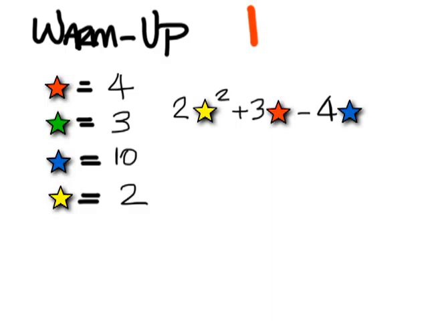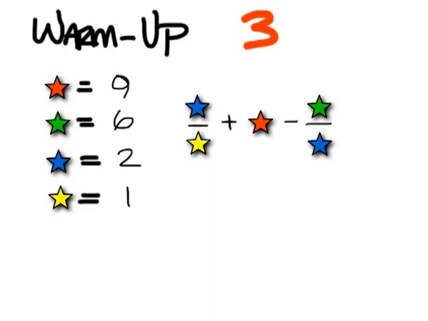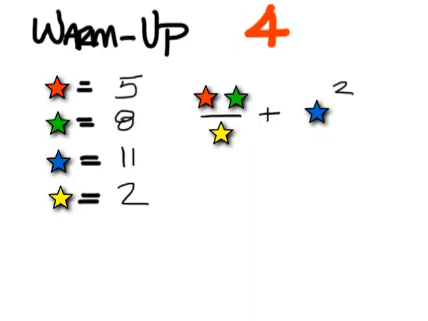Warm-up number 1. Answer should be -20. Number 2. Answer should be 66. Number 3. Answer on this one is 8. Next one is number 4. Those that came up with 141 come back and get 3 million.